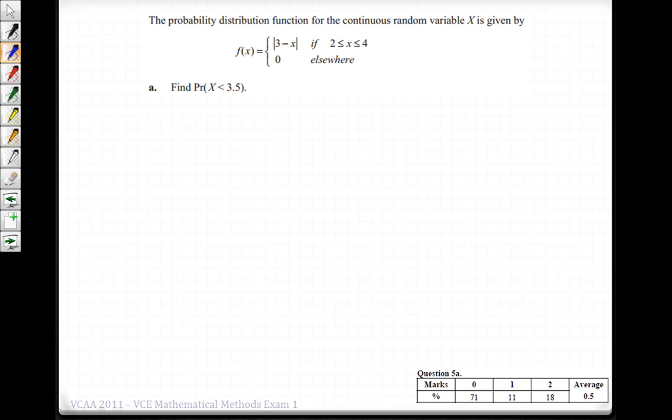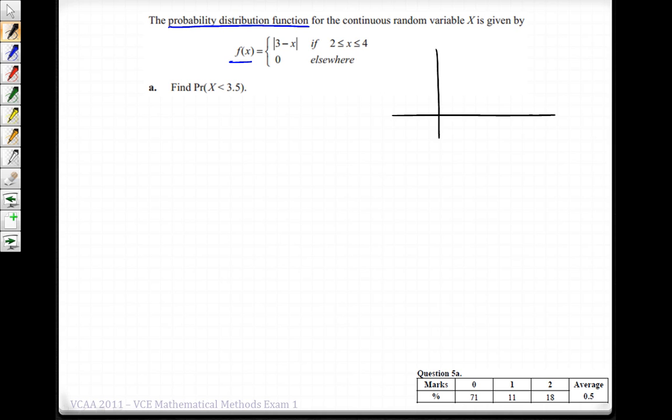Okay, so question 5 deals with a probability density function for the continuous random variable x, and it's given by f of x is the modulus of 3 minus x if x is between 2 and 4 inclusive, and 0 everywhere else. So I'd always recommend starting with a bit of a graph.